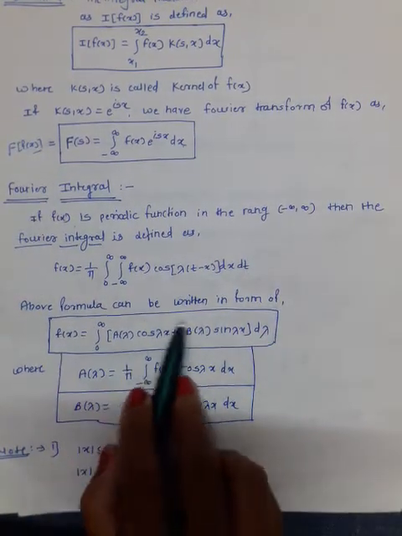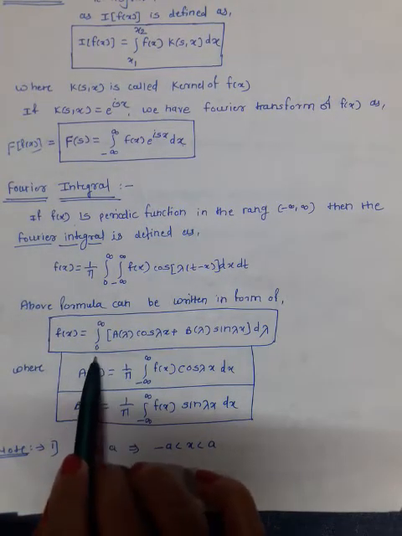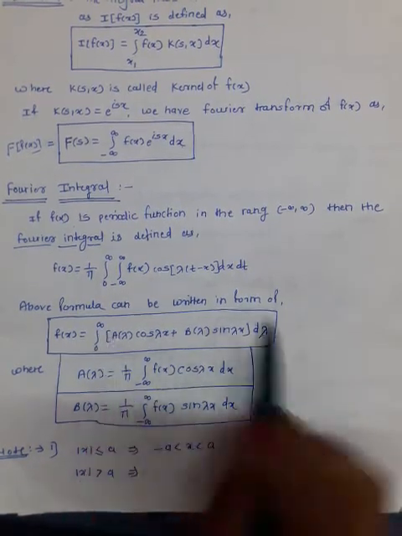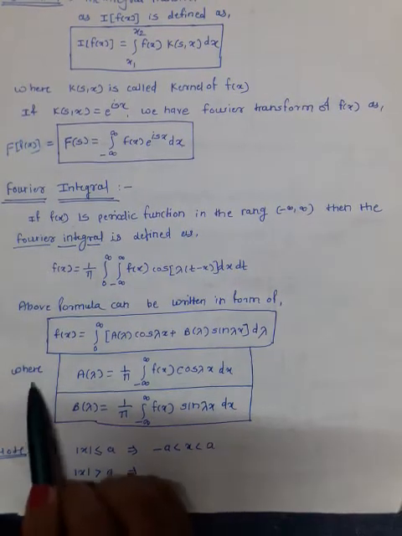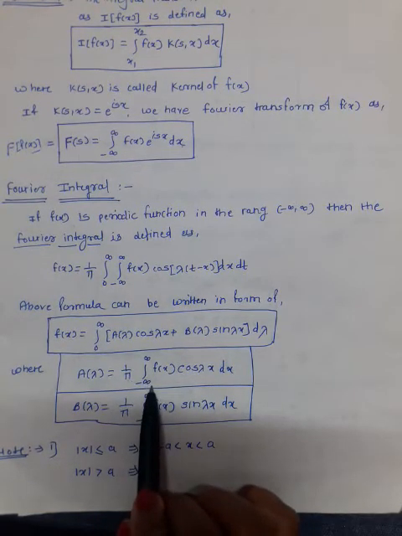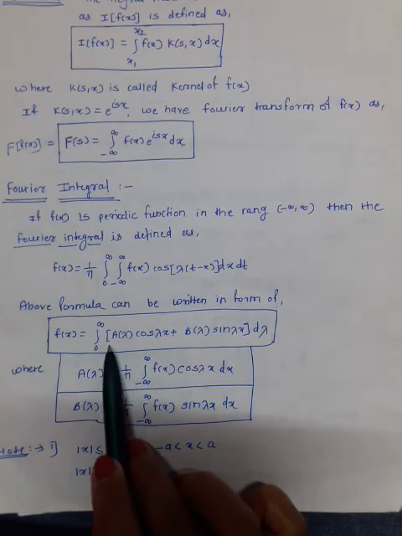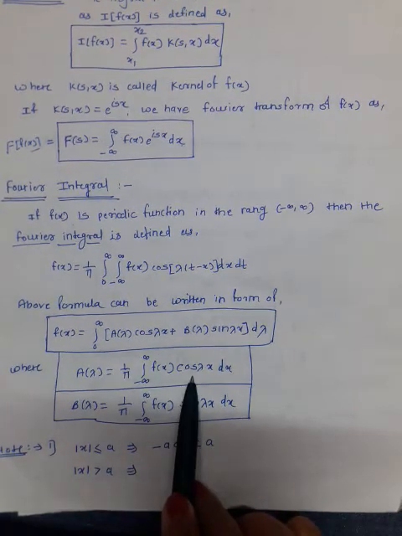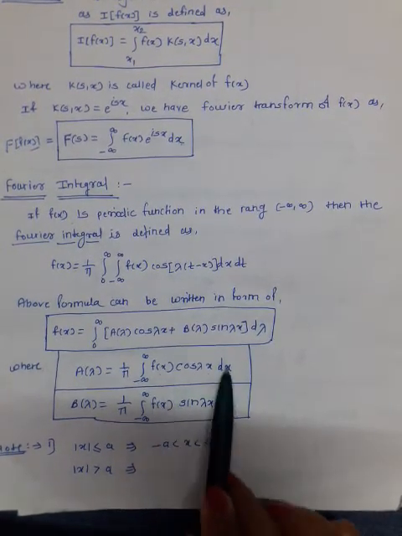Now the above formula can be rewritten in the form of f(x) equal to single integration from 0 to infinity of [A(lambda) cos(lambda x) plus B(lambda) sin(lambda x)] d lambda. Now where A(lambda) is equal to 1 upon pi, integration from minus infinity to plus infinity, f(x) into cos(lambda x) dx. In A(lambda) you can mug up that cos is there, and in B(lambda) sin is there. Here x is the variable, d lambda.